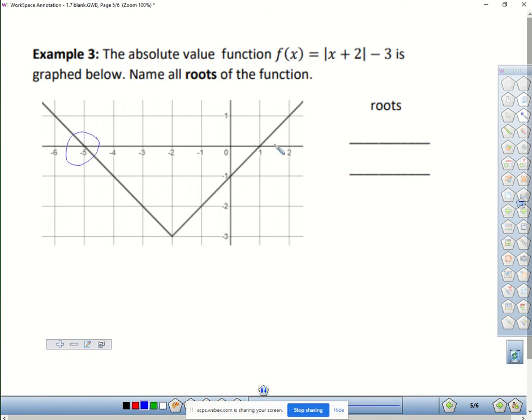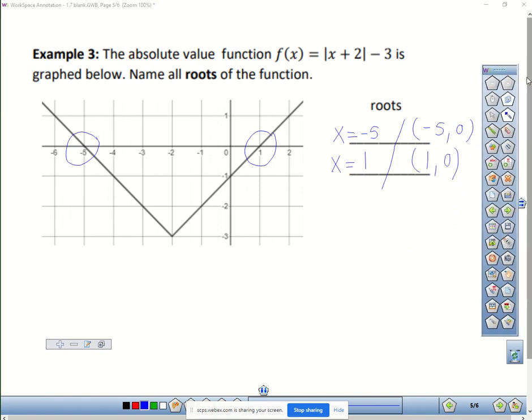Good, the x-intercepts, right? The x-intercepts. So this would be x is equal to negative 5, and you can also write this as negative 5 comma 0, and x is equal to 1, also known as 1 comma 0.